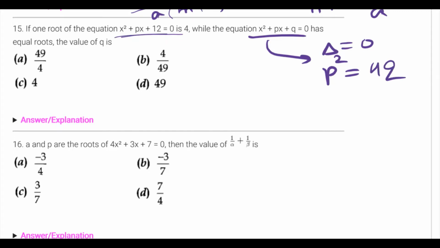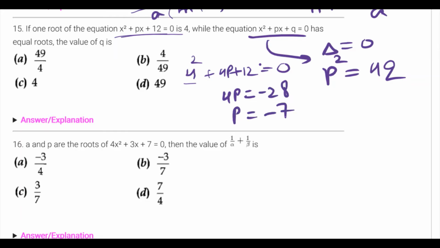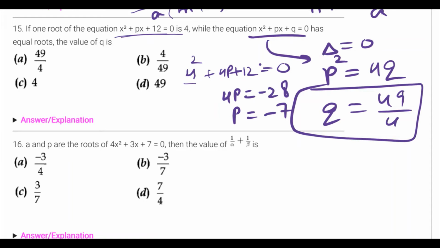and from the first equation 4 is the root, that implies 4 square plus 4p plus 12 equals 0, and this is 16. 16 plus 12 is 28. 4p equals minus 28, p equals minus 7. The value of q will be p square by 4, 49 by 4. So it is 49 by 4, option A.